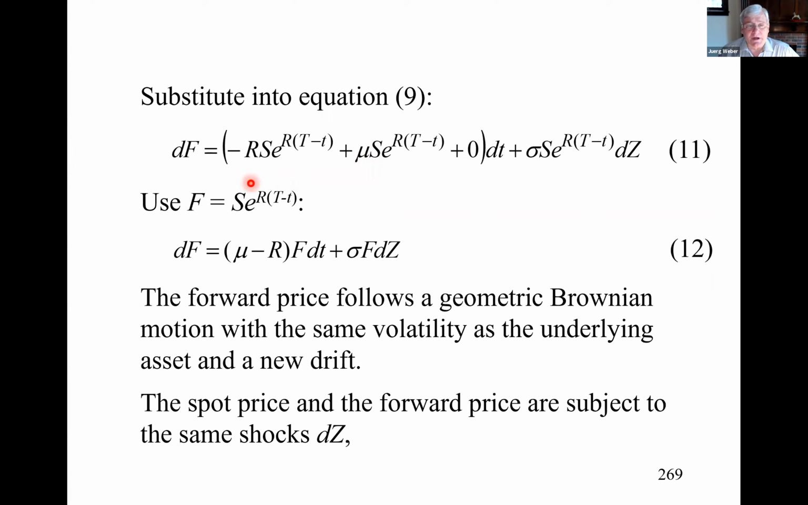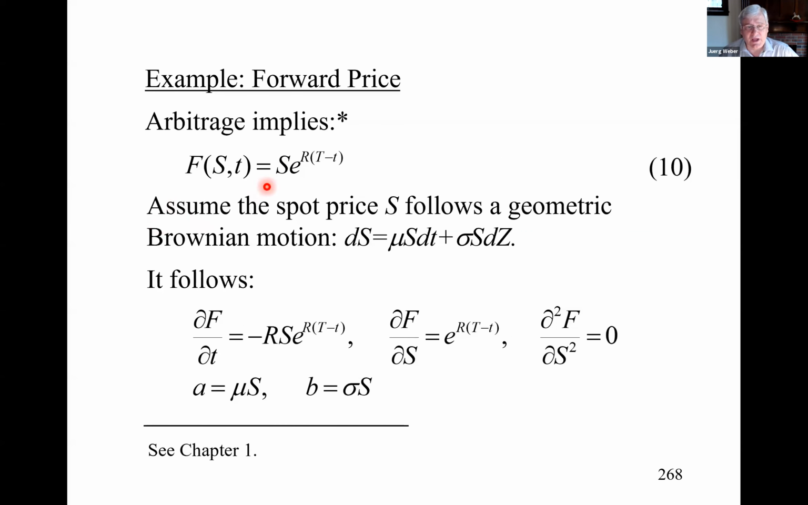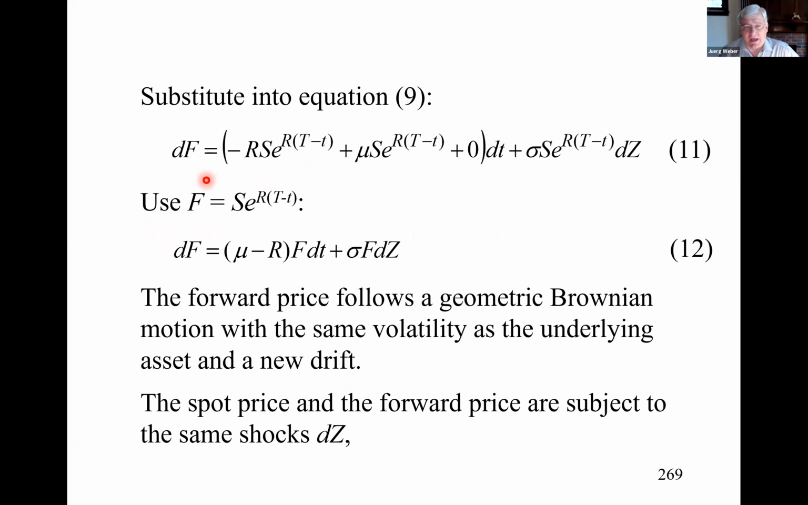And then remember that s times e to the power, that's just the f. That's the arbitrage condition. S times e to the power just gives me the f. So I can use equation 10 and I can simplify. Just write f here. Now also here, write just f. And again here, s times e to the power, you can also write f. And here you can factor it out. So you get this here.